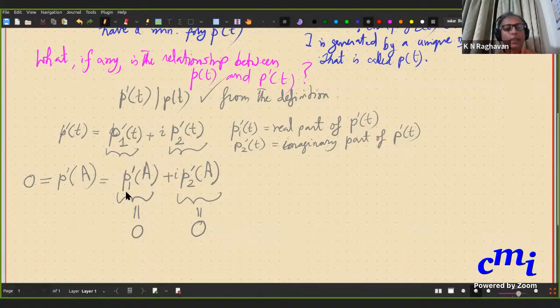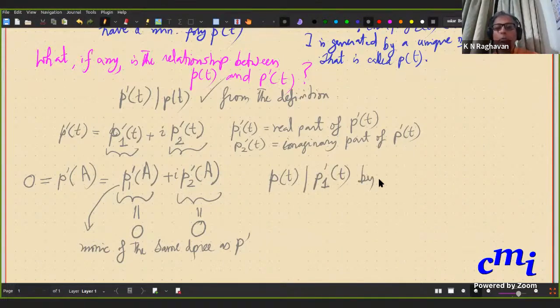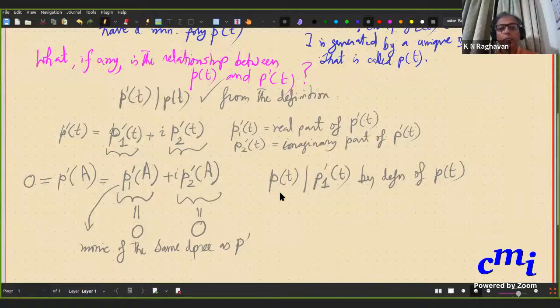And so this part is a real polynomial now, right? Note that this is monic, of the same degree as p prime. Okay, very good. It's a real polynomial which is satisfied by A. So p t divides p1 prime t by definition of pt, because this is a real polynomial that is satisfied by A, so pt must divide it. But it is monic of the same degree as p prime.